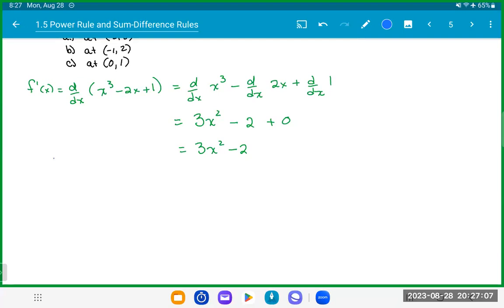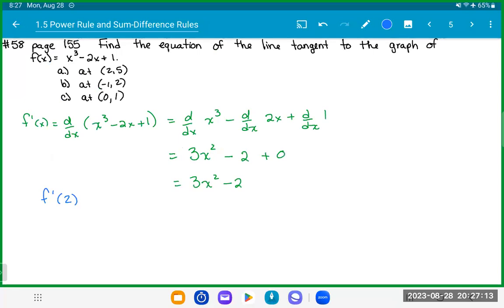So we're going to evaluate at x equal to 2, right? So that's going to give me 3 times 2 squared minus 2. We're evaluating our derivative, right? So that's 3 times 2 squared, which is 4. So that's going to give me 12 minus 2. So that gives me 10. So my slope equals 10.